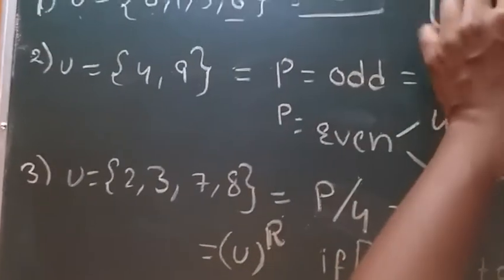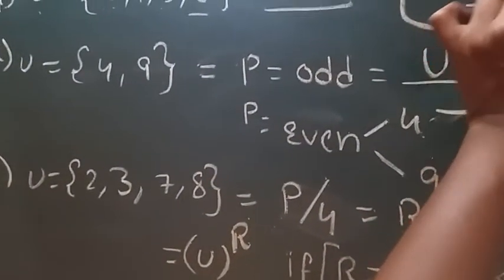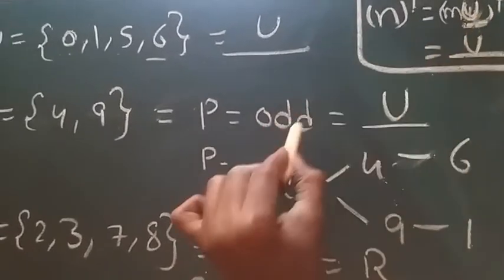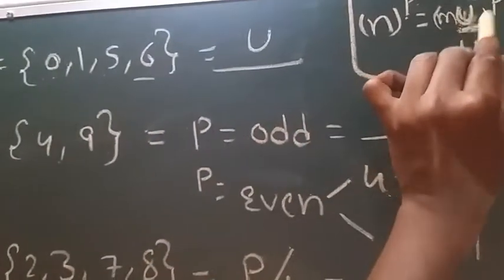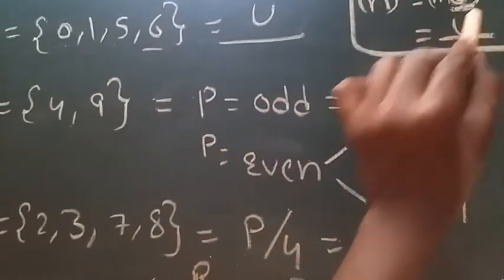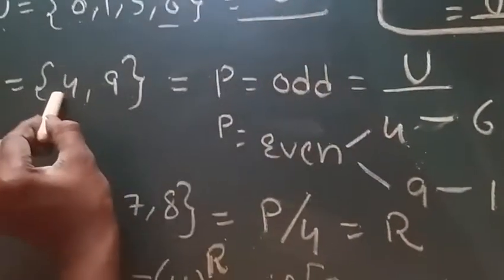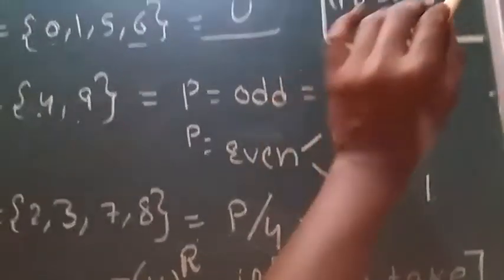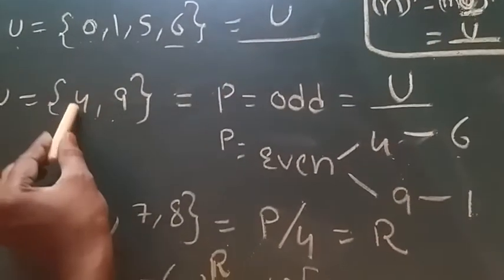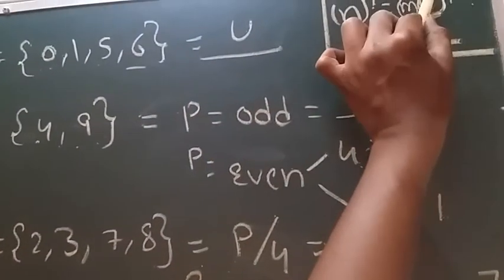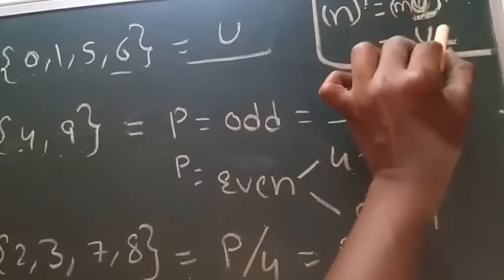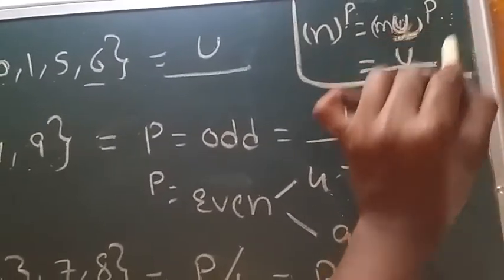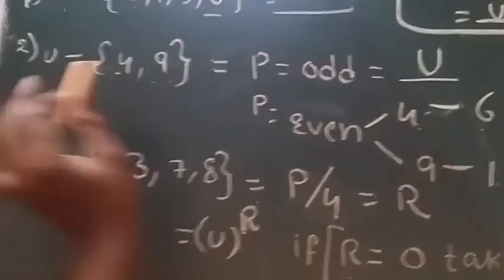See the next set, u equal to 4 and 9. Whenever you have the units place either 4 or 9, please concentrate on the power. If the power is odd, you will get the same thing, whatever you have in u. If the power is even, for 4 you will get 6, for 9 you will get 1. This is the second set.